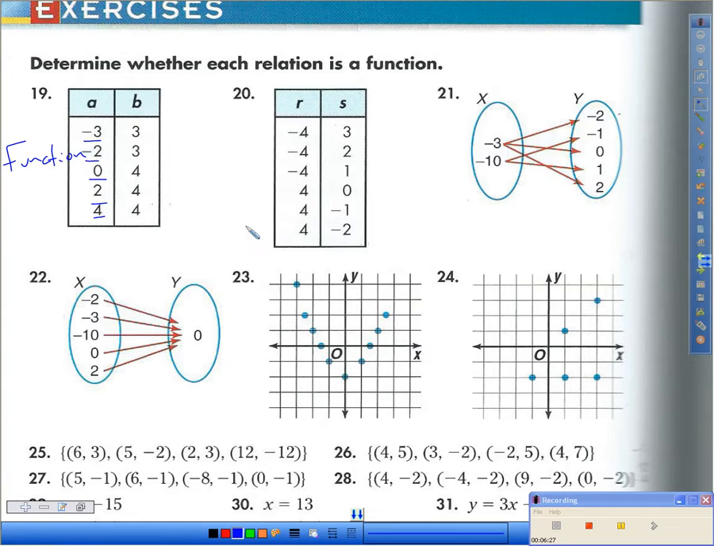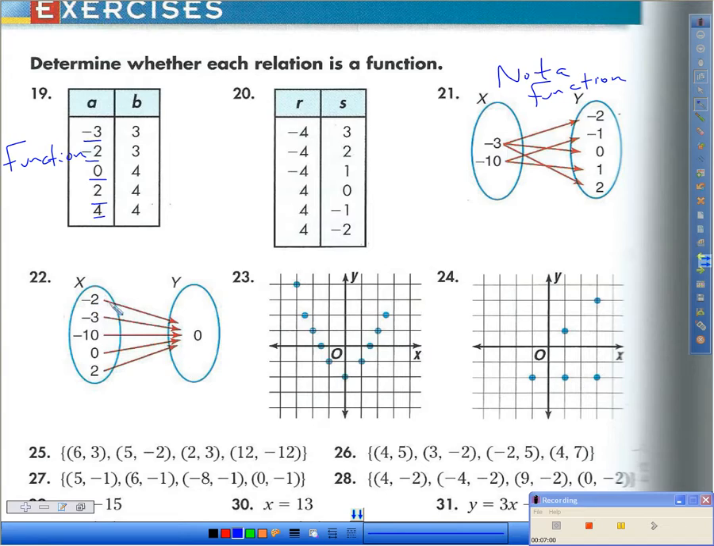Number 20 is similar to number 19, so we'll skip over that, but look at 21. We see that on 21, negative 3 is paired up with negative 2, negative 3 is paired up with 0, and negative 3 is paired up with positive 2. We also see that negative 10 is paired up with negative 1, and negative 10 is paired up with positive 1. So each of our members of the domain is paired up with more than one member of the range. That means that 21 is not a function. So in class we said that the y's can be paired up with more than one x, but the x's can't be paired up with more than one y. So here we see x's that are being paired up with more than one y.